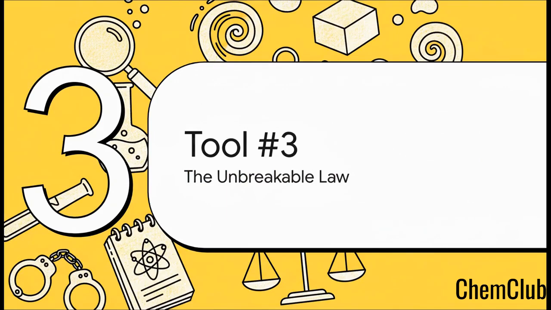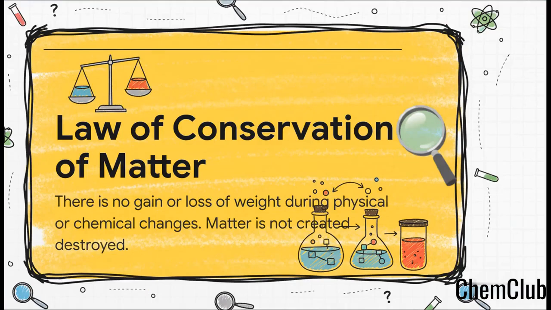All right, so we know how to separate things and how to identify them, but what about when stuff actually changes? When chemical reactions happen. For that, we need our third and maybe our most fundamental tool, a law that you just can't break. And here it is, the big one, the law of conservation of matter. All it really says is you can't create matter out of thin air, and you can't make it just disappear.